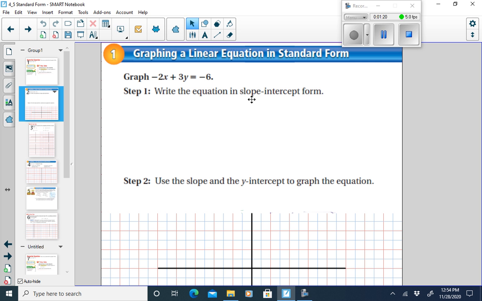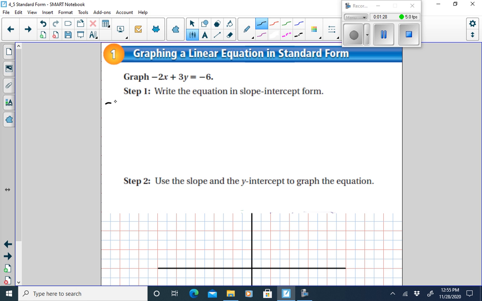One way we can graph the equation is to write the equation in slope-intercept form, all right? So let's do that, right? Because we're familiar with that already. So if we take negative 2 times x plus 3 times y is equal to negative 6.